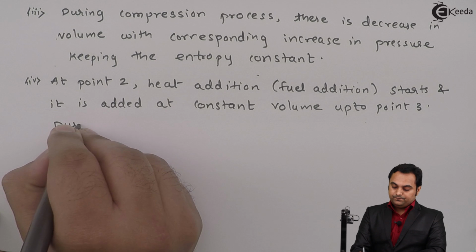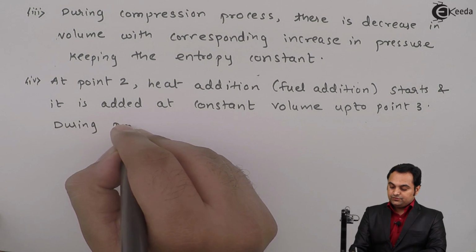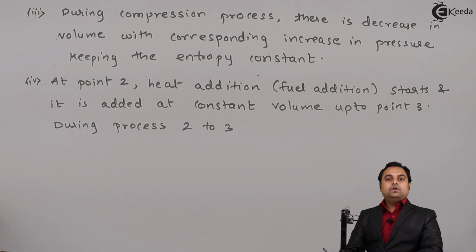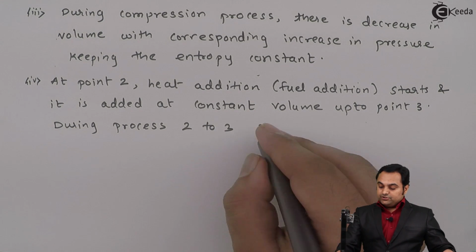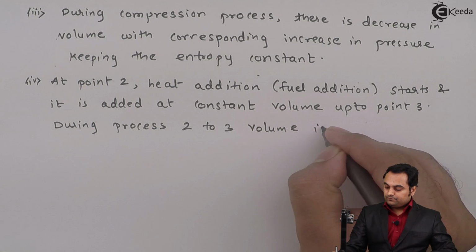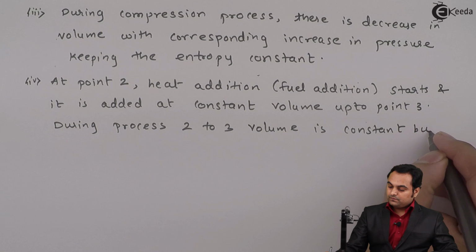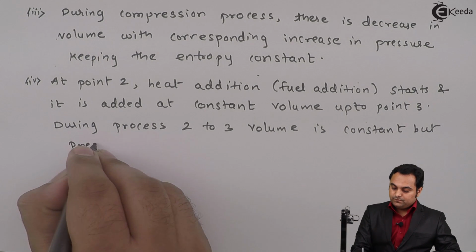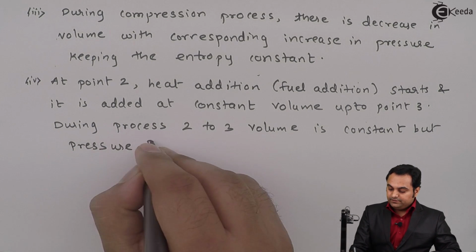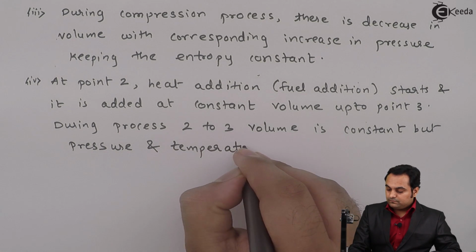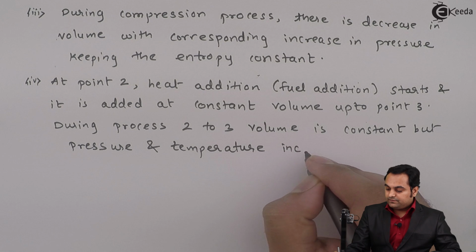During process 2 to 3, volume is constant, but pressure and temperature increase.